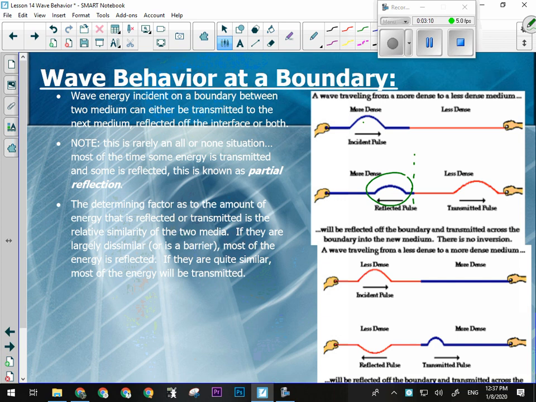Terminology-wise, incident pulse, incident always means the one coming in. Transmitted always means the one going out. Reflected also means the one coming back. So those are the terminology there.